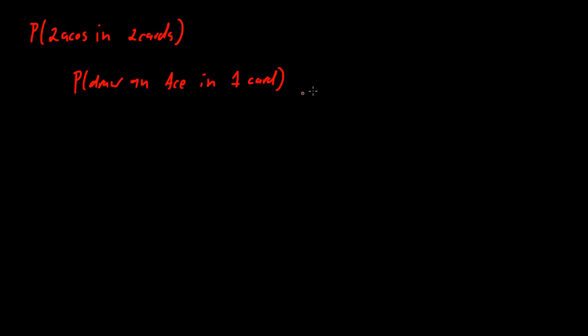So now that we have the basic form for our multiplicative rule of probability, let's walk through how we can use it for a simple card problem. Our problem is: what is the probability that we draw two aces in two cards? To break this down, the first step is the probability that we draw an ace in one card. That's just equal to the number of aces in our deck, 4, divided by the total number of cards in our deck, 52. So the probability of drawing an ace in one card is 4 out of 52.